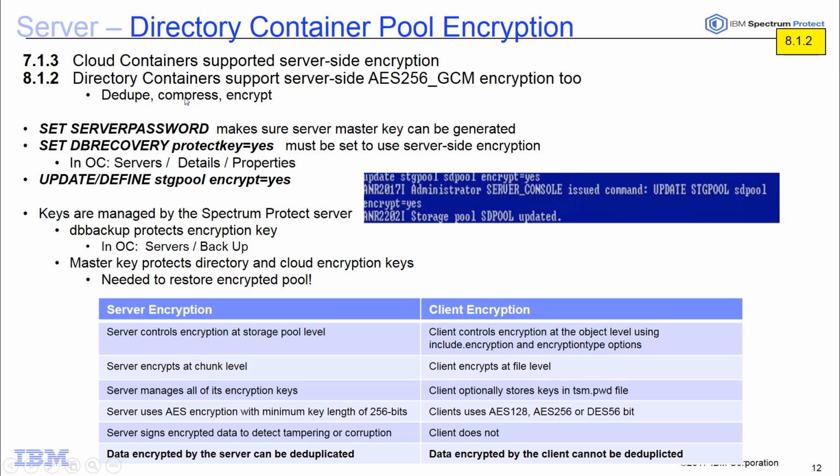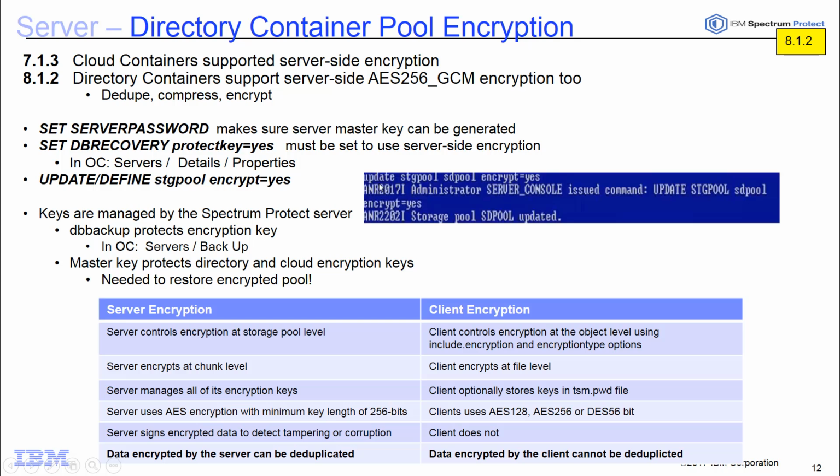When you put data into those containers, it will be inline deduped, then compressed if you have compression turned on, and then we will encrypt that data. Now, in order to enable this encryption on a directory container, you'll first need to make sure you've set your server password and you've set the DB recovery protect key equals yes. The reason for that is these keys are necessary in order to decrypt the data that's being stored in those directory containers. Next, you'll either want to update or define a container storage pool and set encrypt equals yes.